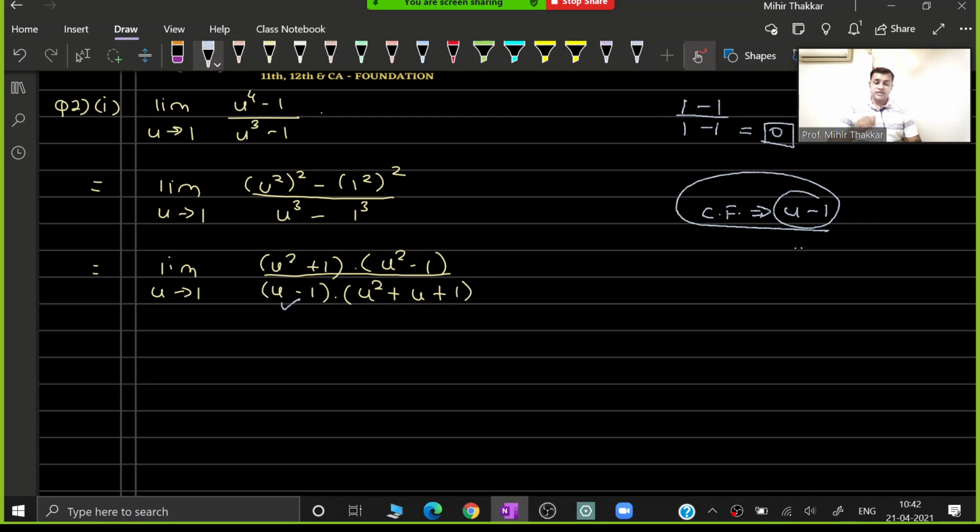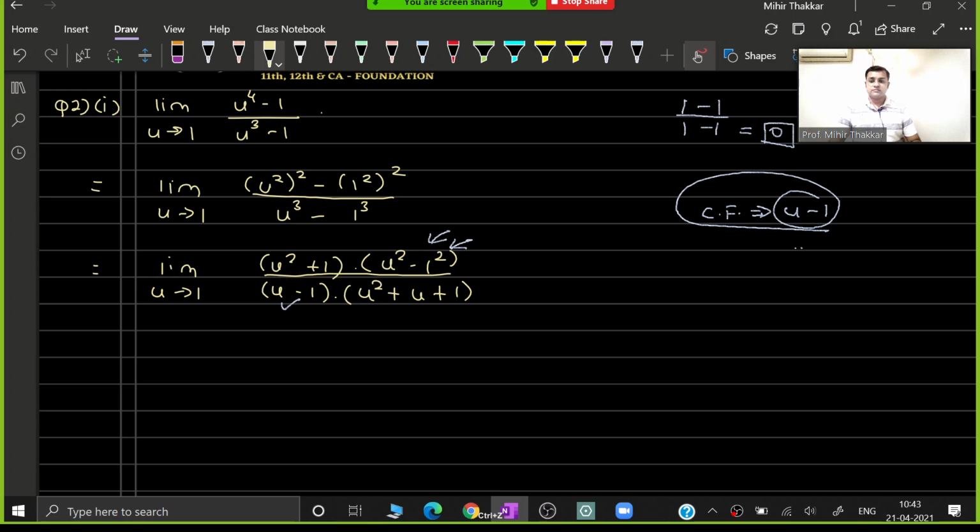But for the numerator, I have to get u minus 1, for which we have to factorize the second term one more time by considering that 1 is nothing but a simple 1 square. So if I assume that 1 can be assumed to be 1 square, then in that case I will get this is equal to u square plus 1. I cannot do anything in this case, but here it becomes u minus 1 into u plus 1.